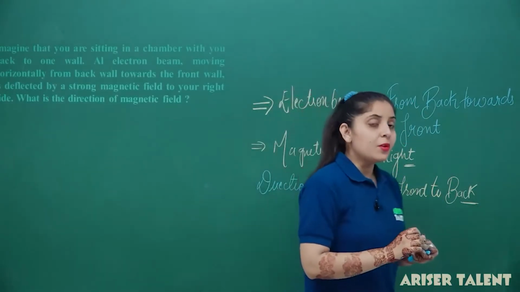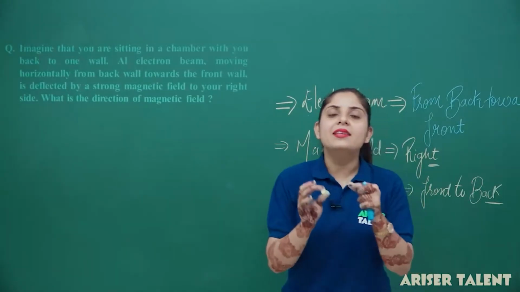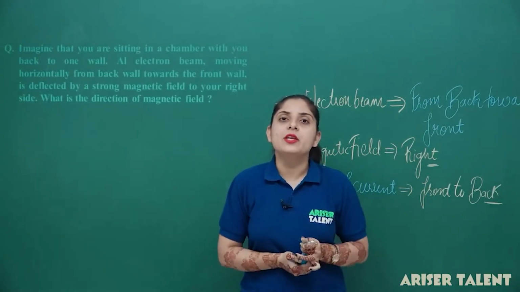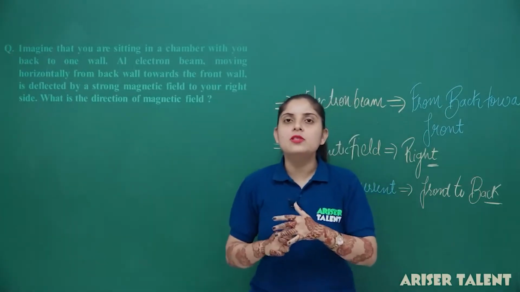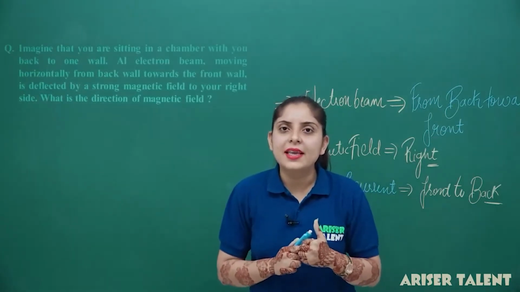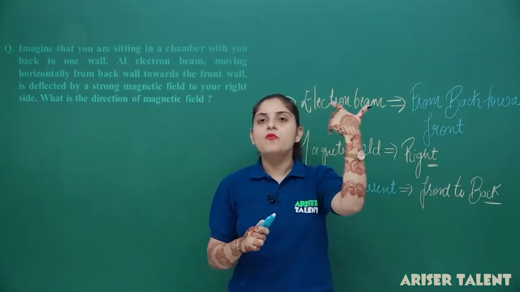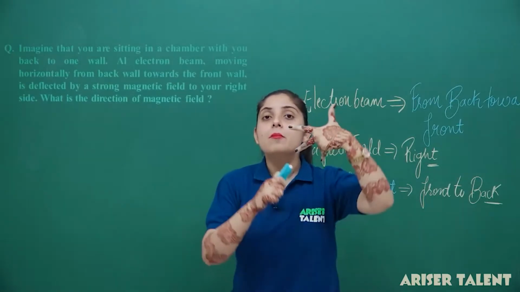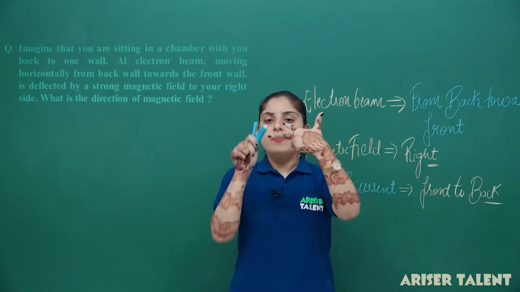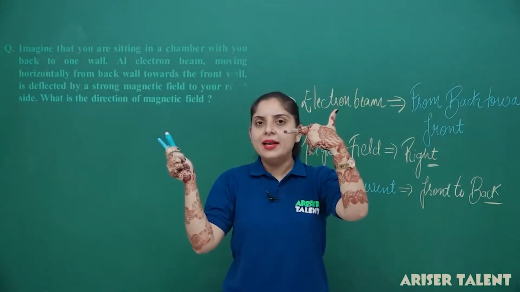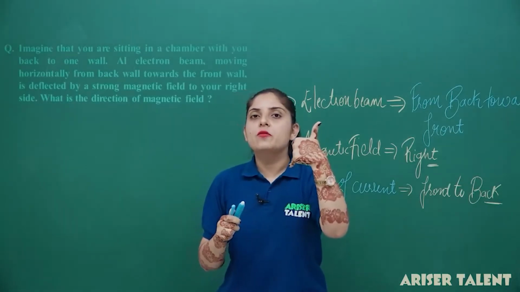Now, what you have to identify? You have to identify the direction of magnetic field, and this can be identified only with the use of Fleming's left hand rule. So, what does Fleming's left hand rule state? It says that if you keep the three fingers, that is the thumb, forefinger and the middle finger, mutually perpendicular to each other, then the forefinger will give you the field lines, the middle finger will give you the direction of the current, and the thumb will give you the direction of the force.